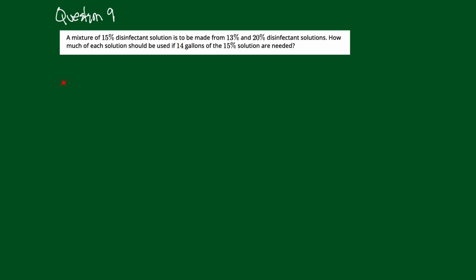So I do these by pictures. All right, so here's what I'll have. I have these two solutions that I'm going to mix together. Now on the outside, I put the amount. I don't know what it is, so call it X. I don't know how much of this one. That's Y. Now I'm going to make this from 13% and 20%. So my picture shows that I've got X gallons at 13%. I've got Y gallons at 20%.